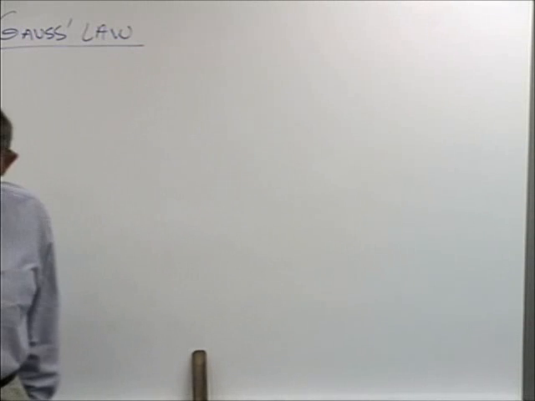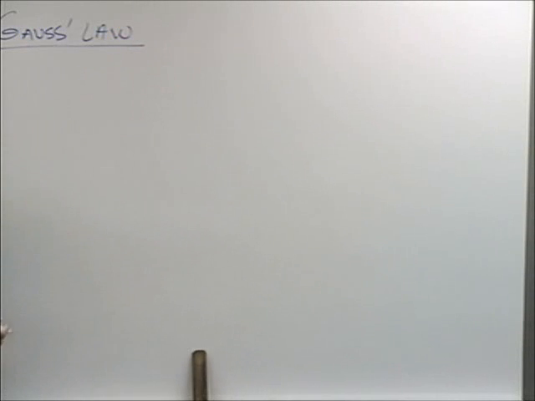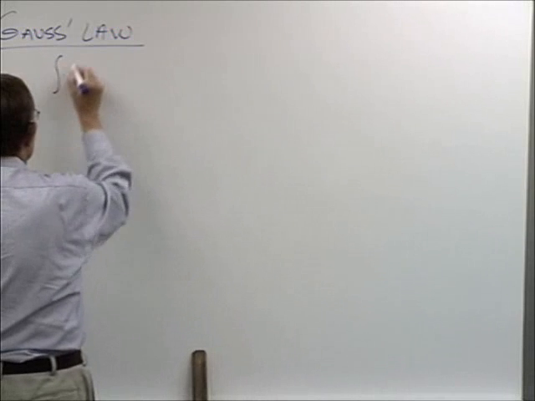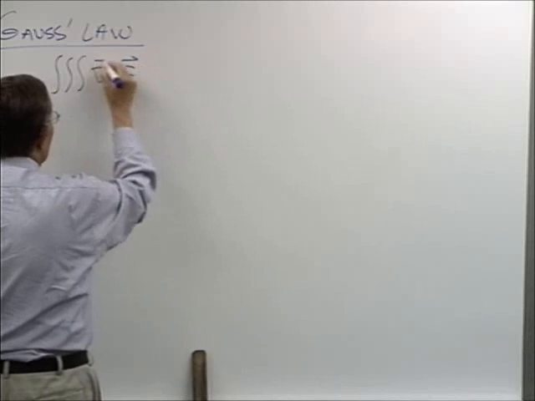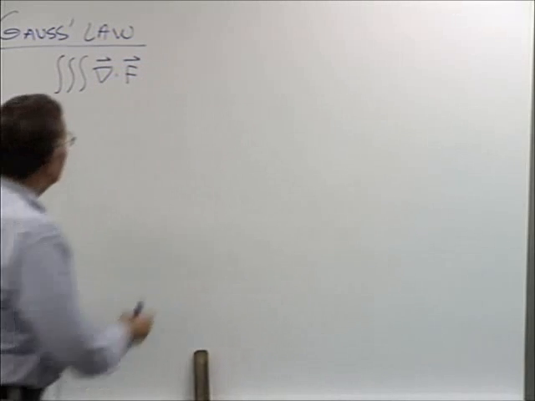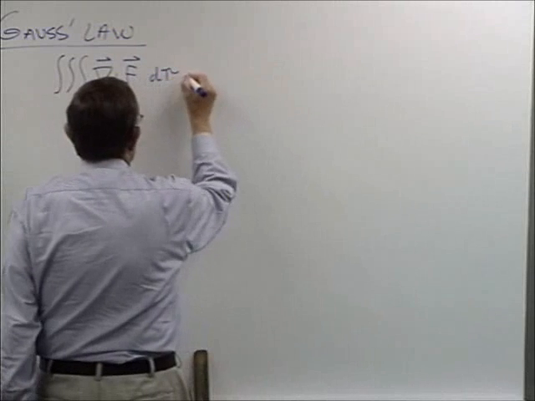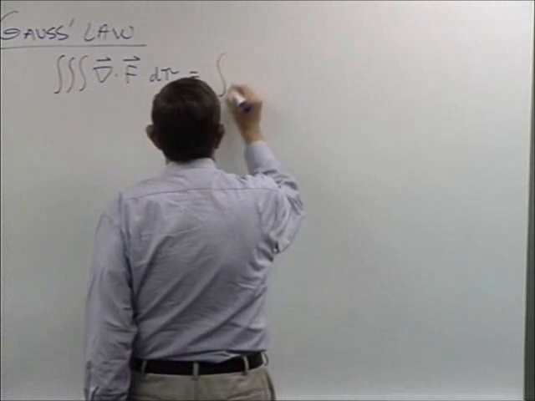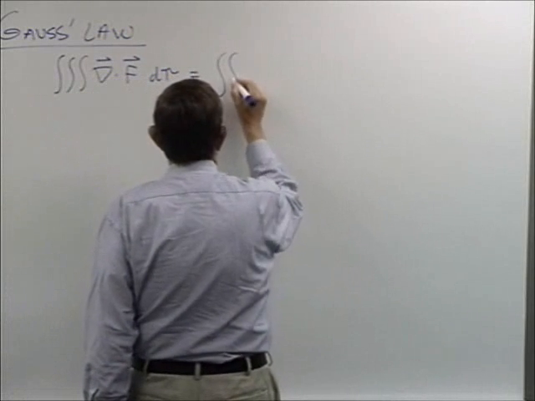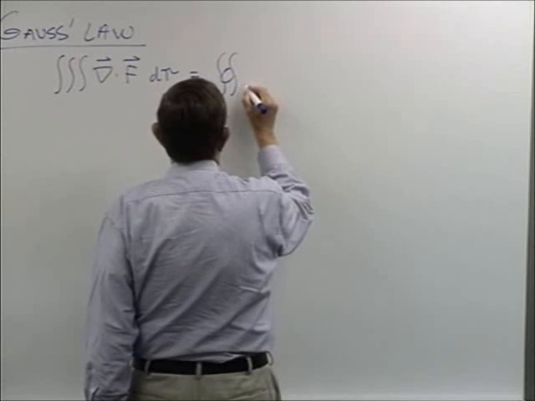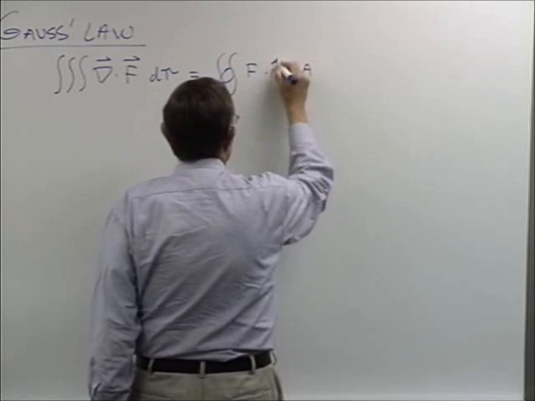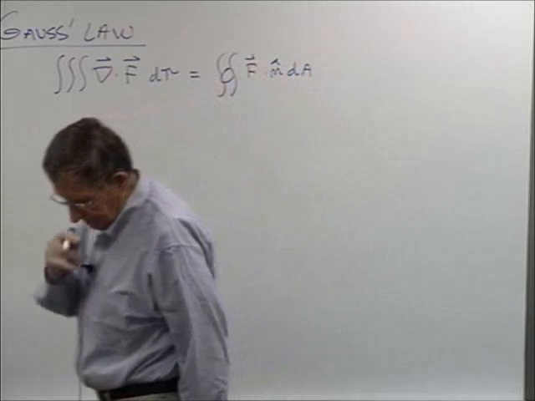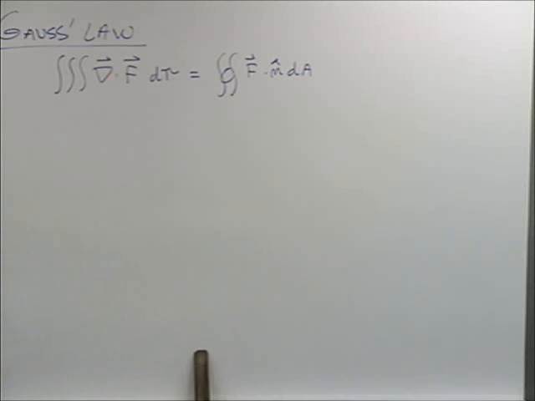Okay, Gauss's law involves the del operator, right? So you take the triple integral over a volume of del cross f, where f is any vector, and integrate it over the volume, and it's equivalent to the surface integral over that volume of f dot n dA. And that's Gauss's law.